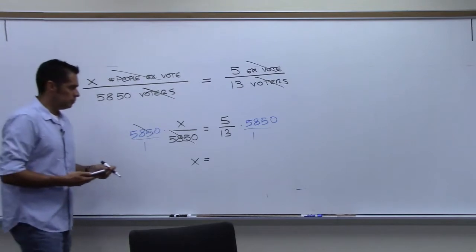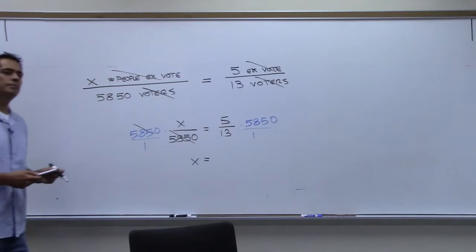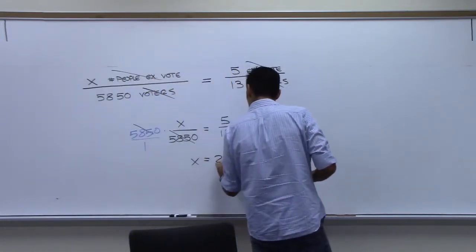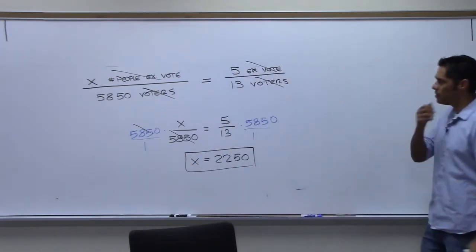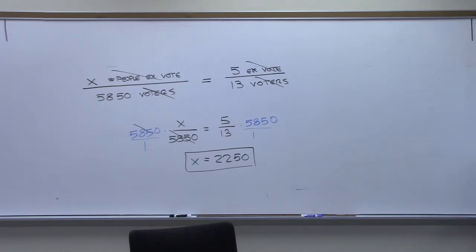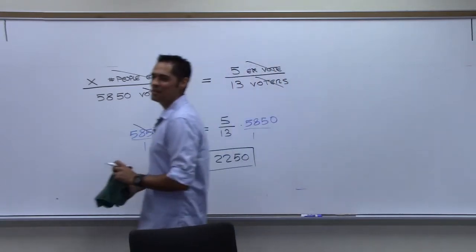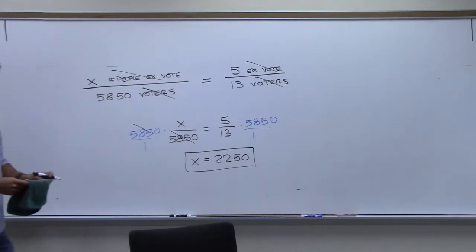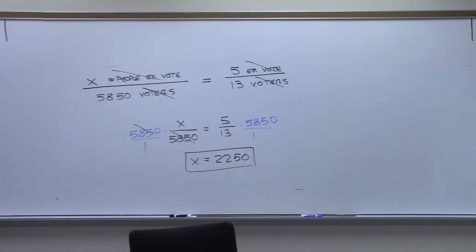Well, 5,850 times 5 comes out to 29,250. And then you divide that by 13, the number on the bottom, comes out to 2,250. Yeah. There it is. What does this number represent? The number of people that are actually expected to vote out of this population, right? All right. So I'm trying to give you a systematic approach to this. Hopefully it's starting to make sense.